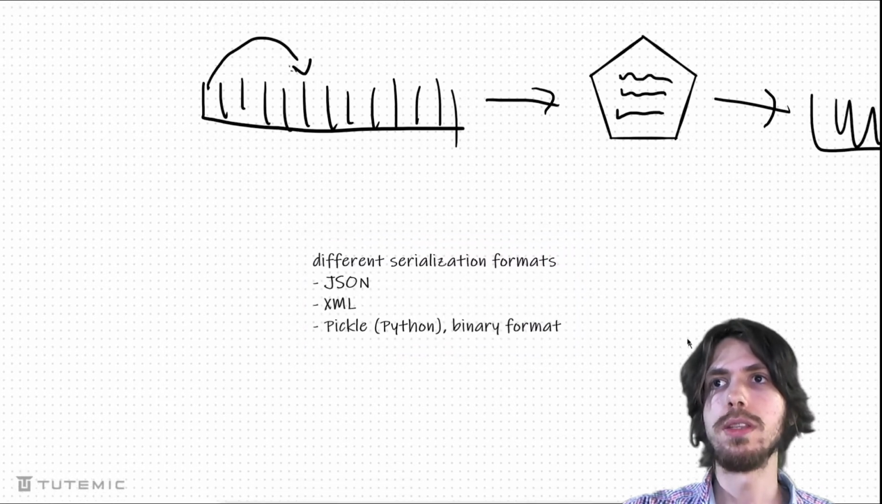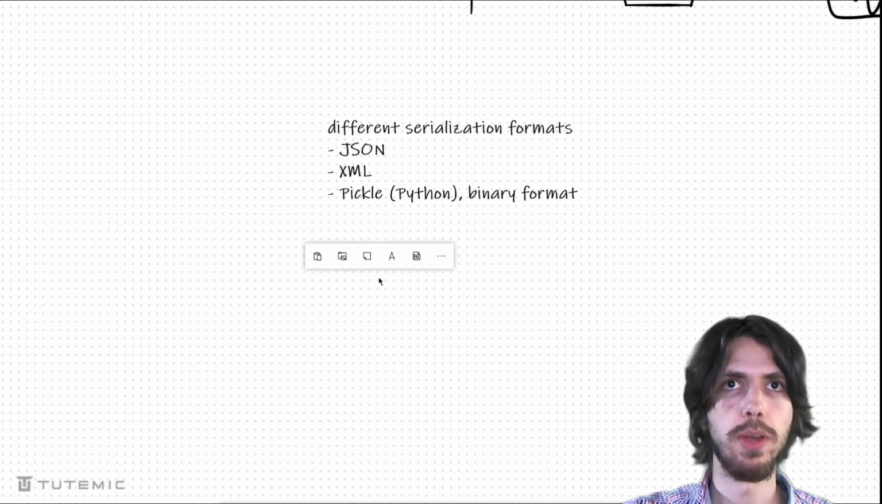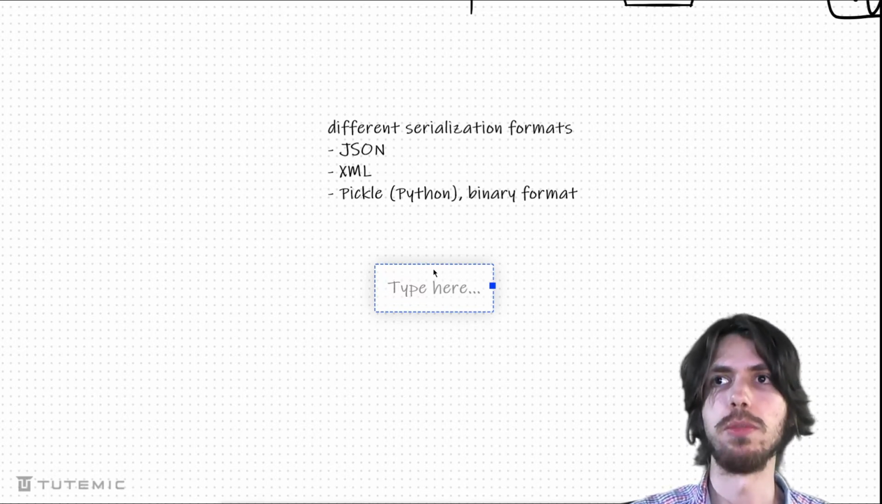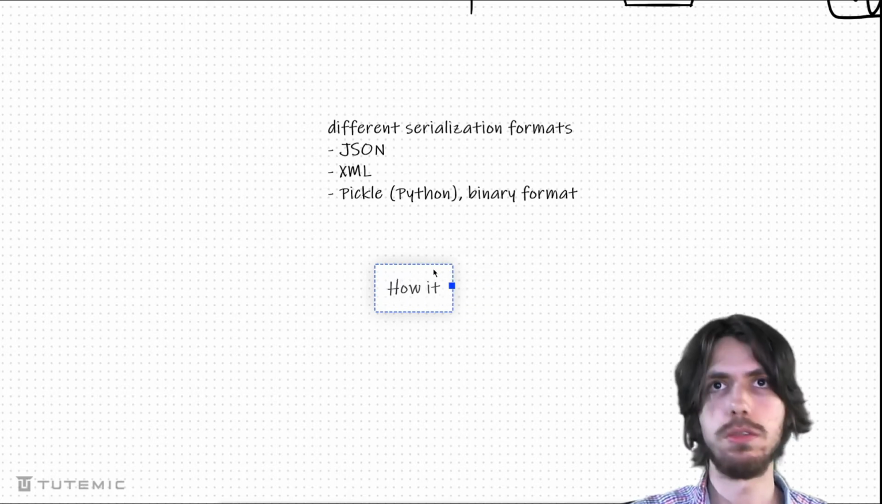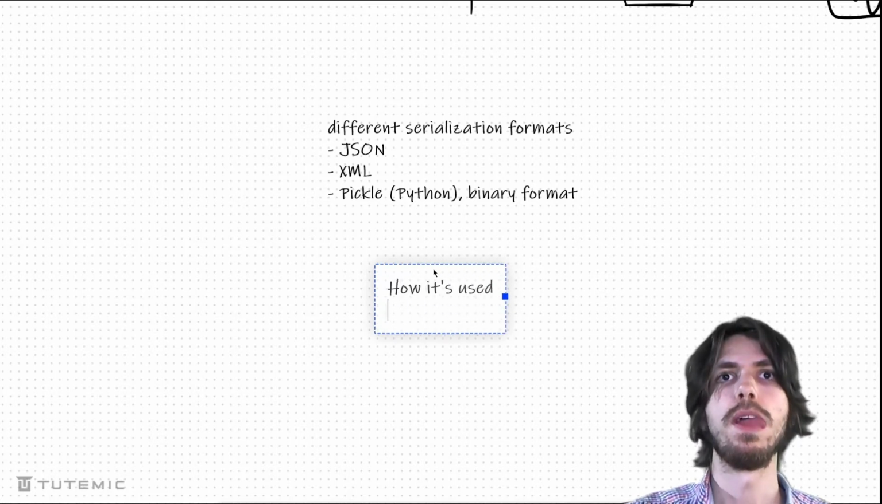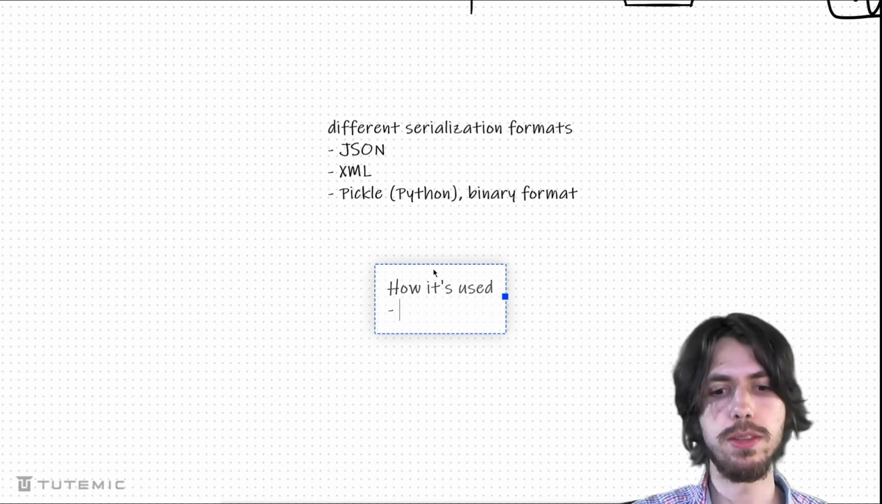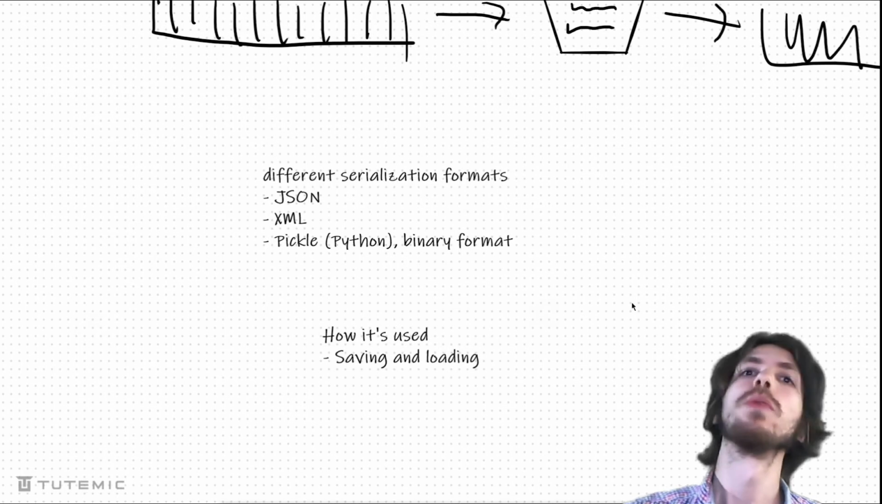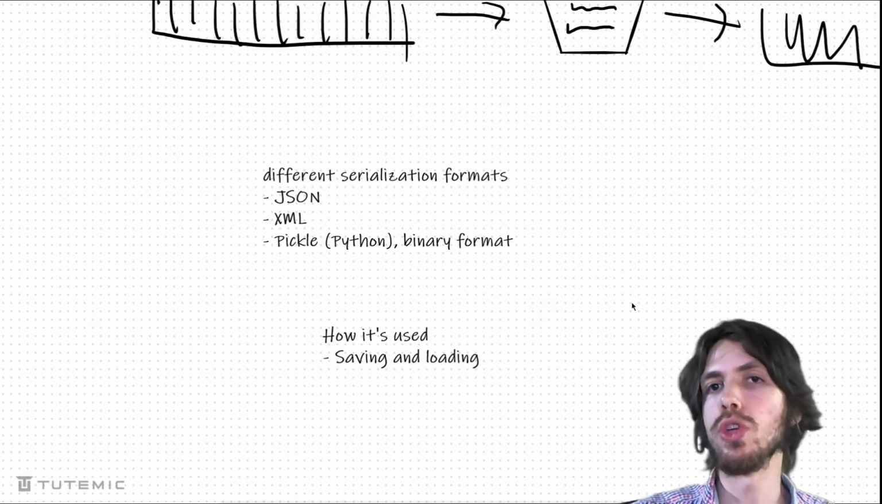So how is this useful? For the purposes of game development or perhaps other types of computer programming. But this channel right now is mostly about game development, so we'll talk about it in the context of game development. So how it's used. All right, so one way is for saving and loading. When I'm talking about saving and loading, that should be pretty obvious based on the things that we've already been mentioning.